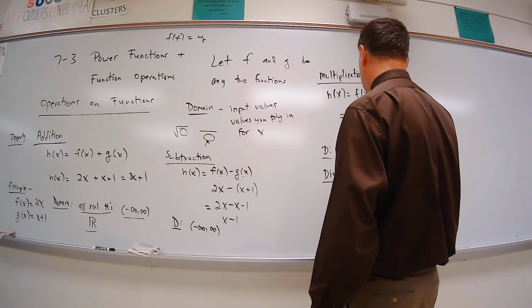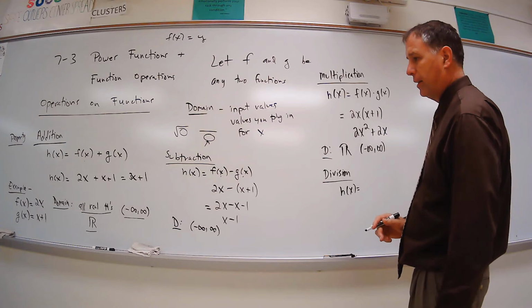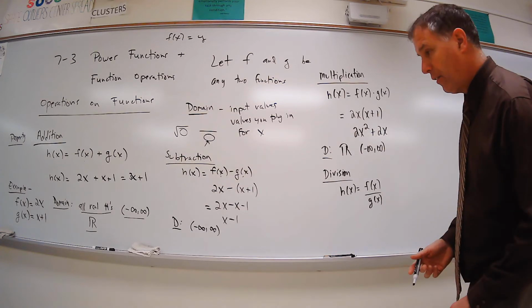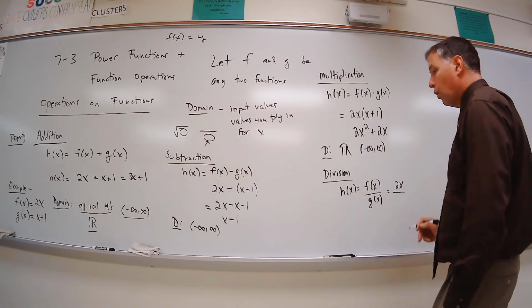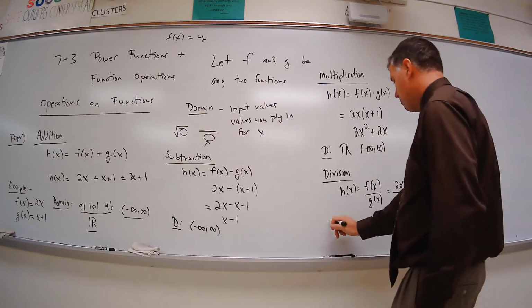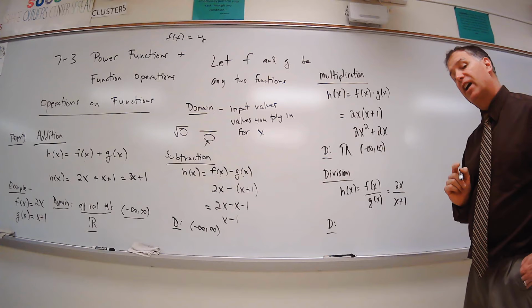Okay, division. So, division will say that h of x is equal to, I don't know, which one do we want to put on top? Let's make it f of x over g of x. So we plug in our f of x. That's going to be 2x over g of x, which is x plus 1. Now I look and I want to talk about my domain. But when I talk about my domain here, it's important to note that we have a fraction. The fraction is going to be different.